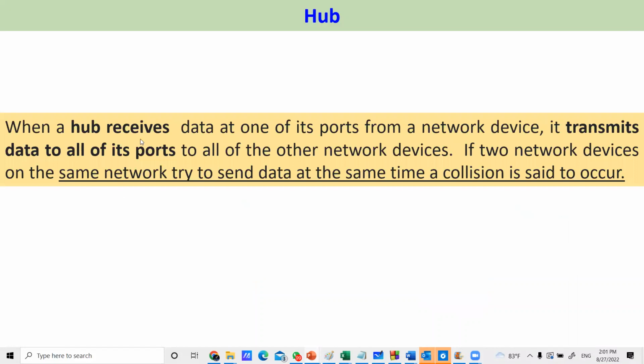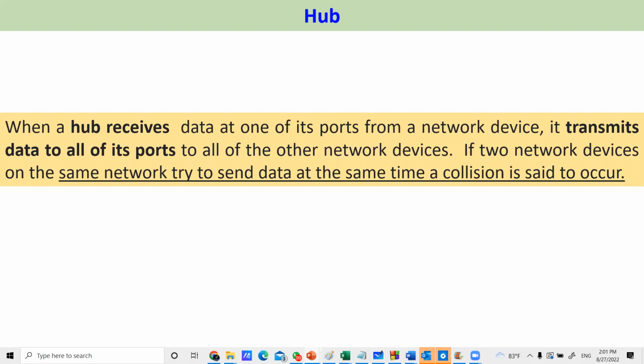Here it says when a hub receives data at one of its ports from a network device, it transmits the data to all of its ports. Right? This will be a very big problem. Think about what happens when two or three computers in the network try to send data at the same time. In that case, collisions or errors happen in the network.